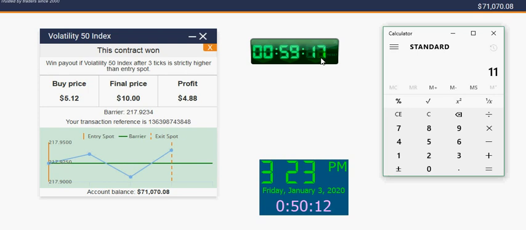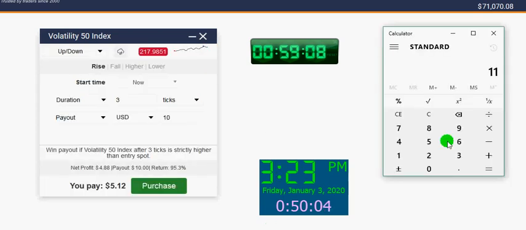Let's start counting again. 3, 4, 5, 6, 7, 8. We are going for trade number 2. We are just 1 minute short, so let's count like 20. When it is 40 seconds, that will be 30. We'll click on purchase.